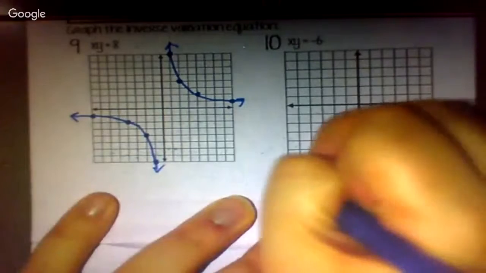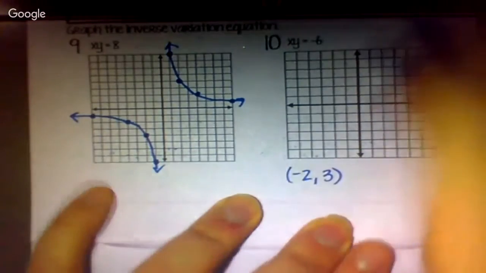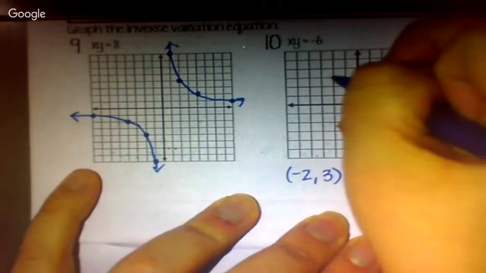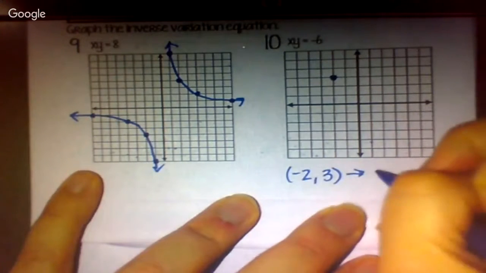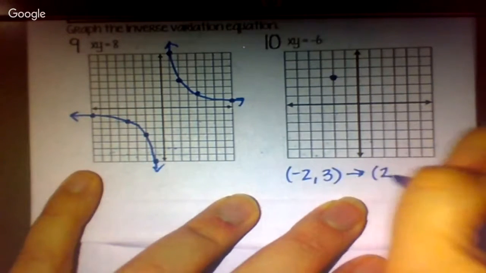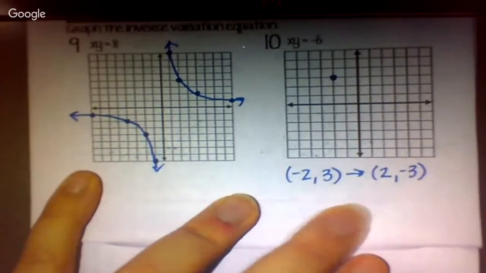It's all positive. Okay. Number 10. X times y has to equal -6. So what can I do? What two numbers will multiply to give me -6? -2 and +3. So -2, +3. If I can do -2, +3, I can also do +2 and -3. I can switch my signs.